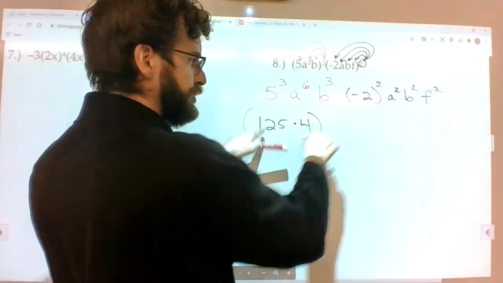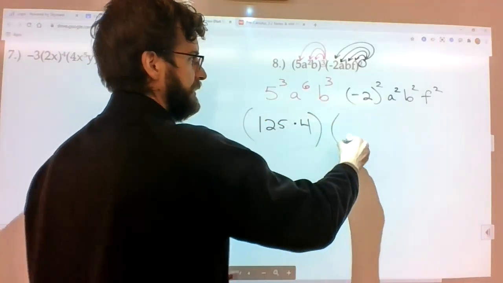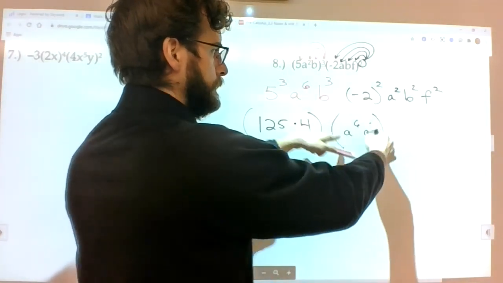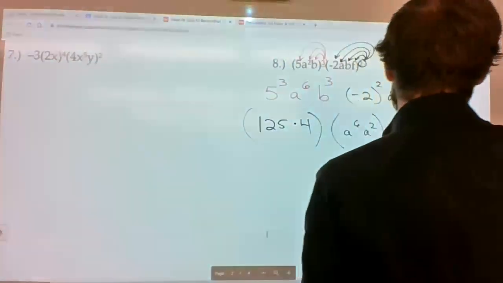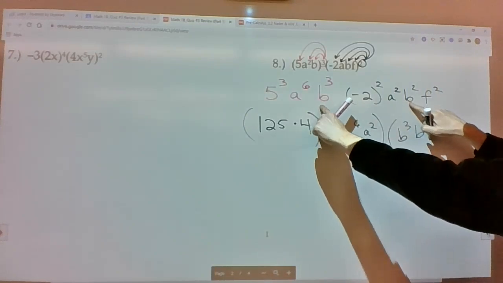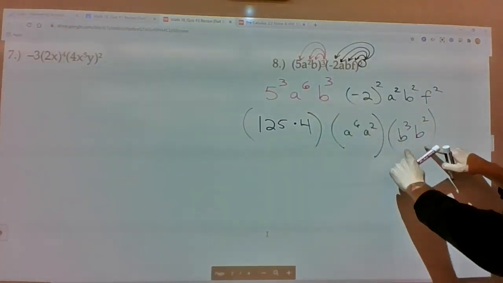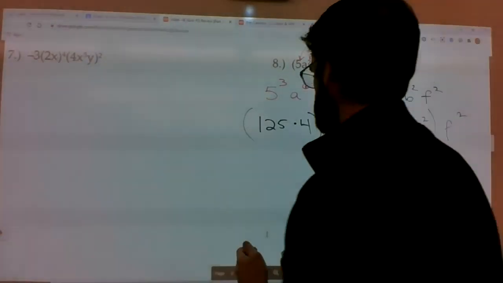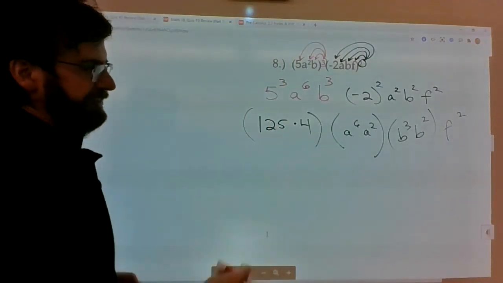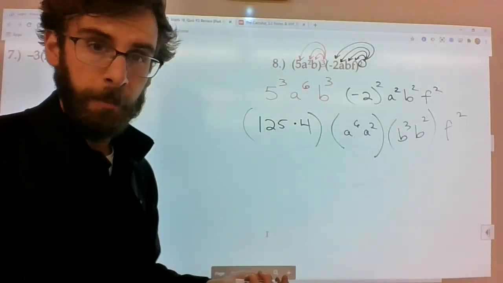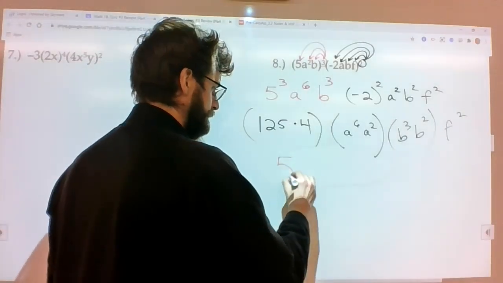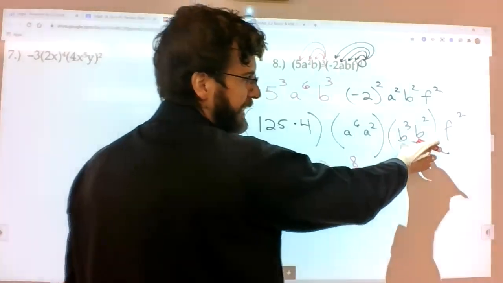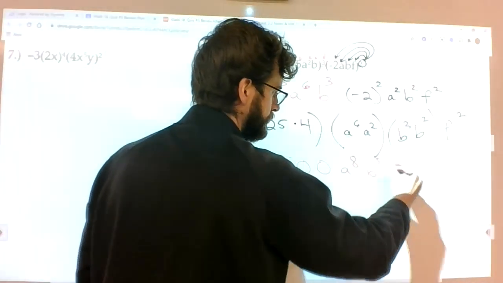So that's me moving these two together. Then I'm going to move the a's together. The b's together. And then the f's are just kind of on the tail end of things. So if you take 125 times 4, that's 500. This will be a to the 8, b to the 5, and then f to the 2.